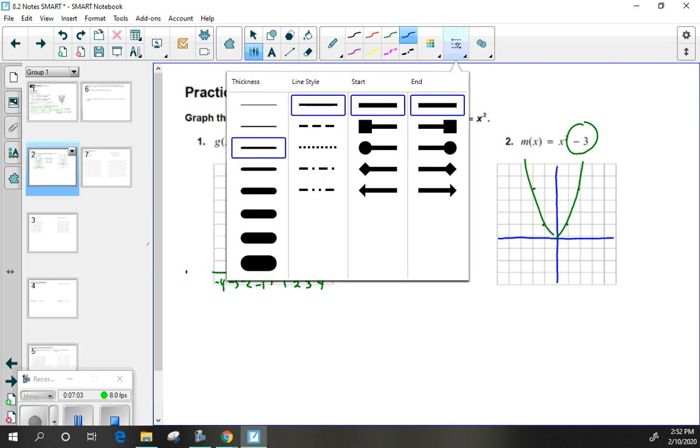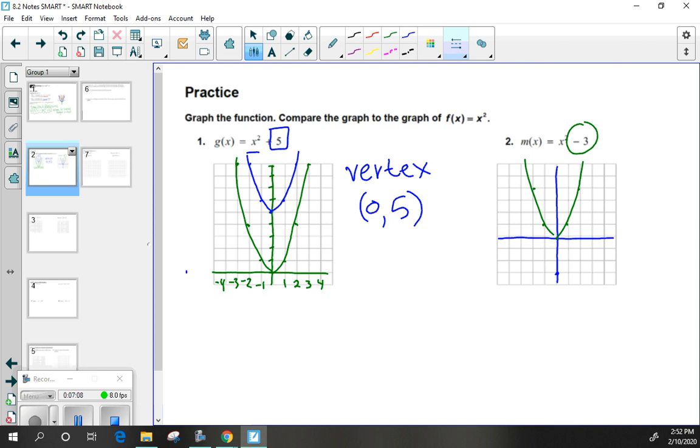Let's change colors one more time. Our new vertex, 1, 2, 3, is about right there, which is going to look more like that. Vertex is still 0, and then a negative 3. So all that's going to do when you add or subtract that constant is move your graph up or down. So far, we're not going left or right or anywhere else off of that y-axis right now. It's just going to go up or down.